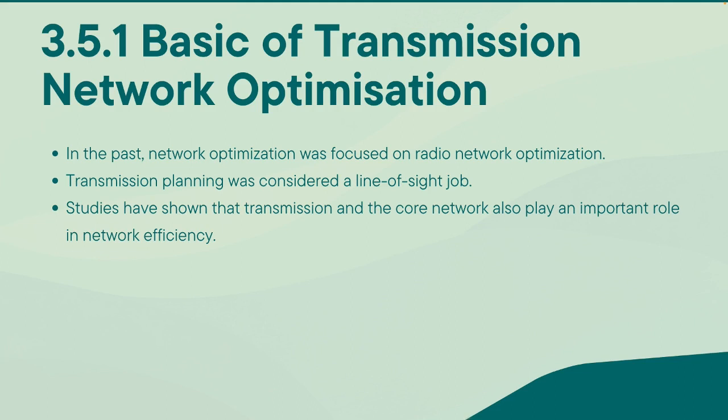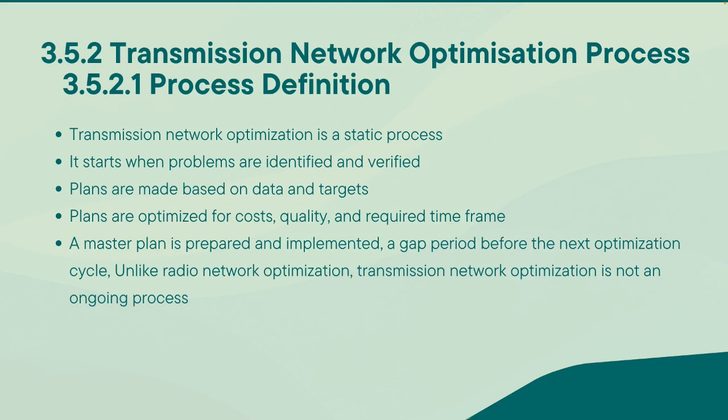So let's move on to 3.5.2, transmission network optimization, the process that we use to optimize the network. Let's move on to subpoint 3.5.2.1, the process definition. The transmission network optimization is static, and it starts when the problems are defined and verified, and it also involves the planning that we make on the data and the target.